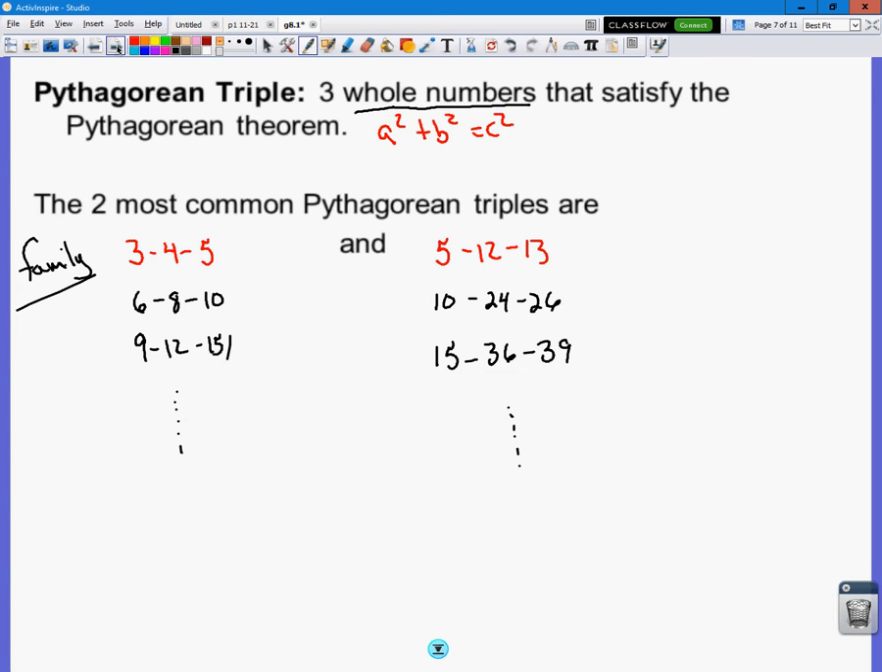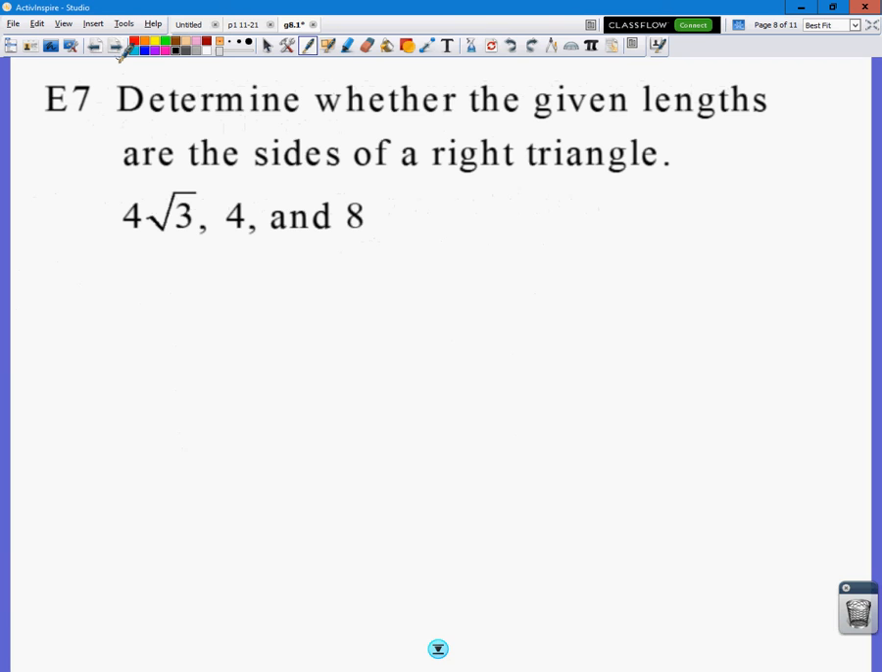Everybody good? Okay. By the way, here they're asking me to determine if this is a right triangle or not. Could this be a triple? The answer is right there. No, because that's not a what? A whole number. But I am going to see if a squared plus b squared is equal to c squared.